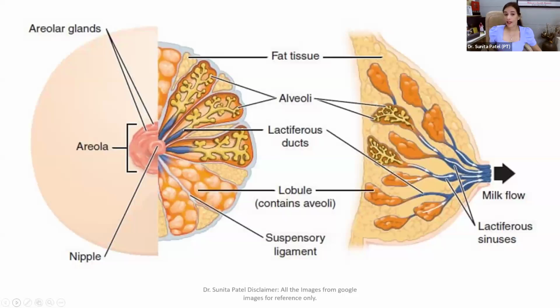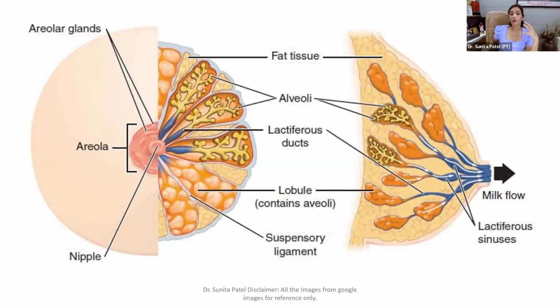Now, inside the breast, it doesn't matter what the size of the breast is, small or big, we have so many lobules and so many alveoli present inside that area. So this is the breast, we have the nipple, the areola, and then the skin. This is what we can see externally.